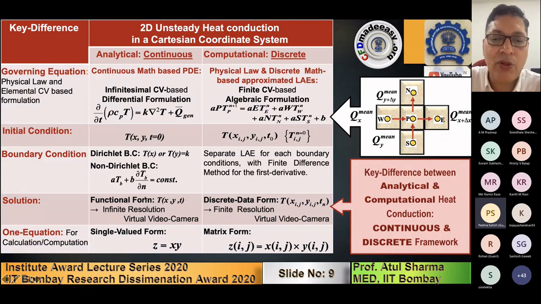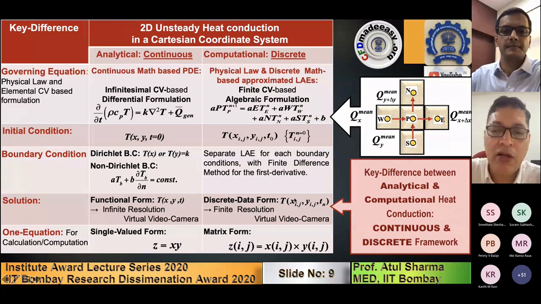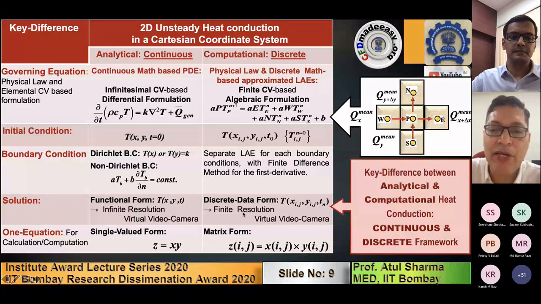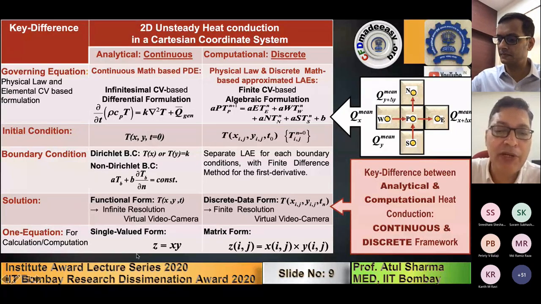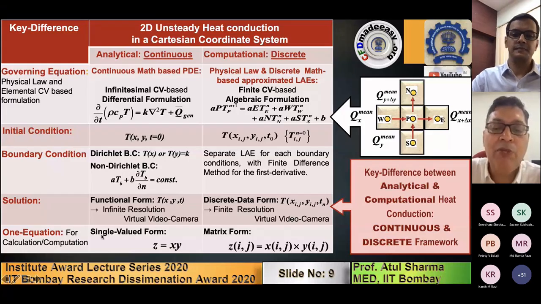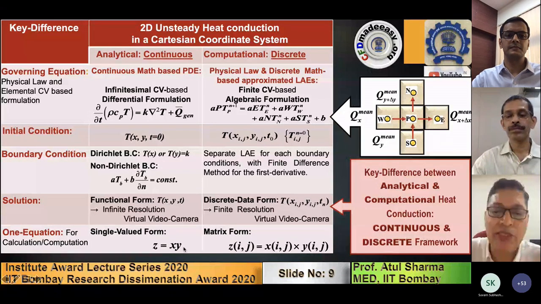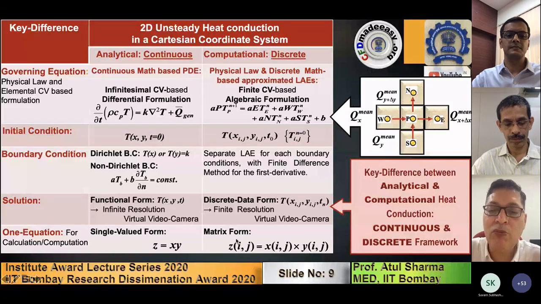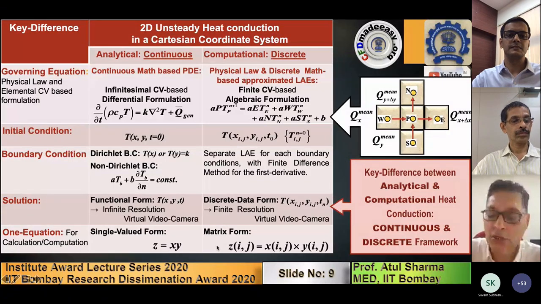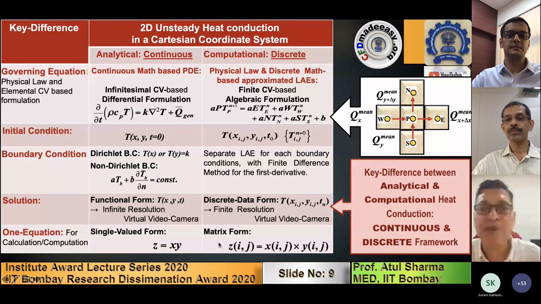And if you see the solution, again, the solution is in a functional form in an analytical course, and it's a discrete form in a computational course. So the analytical solutions are like an infinite resolution virtual video camera, whereas CFD is like a finite resolution video camera. In both cases, if you look closely, you generate one set of equations. Just for an example, in an analytical course, if you derive an equation z equals x into y, in a computational course also, we express it as one equation, but it is in indicial form, which is suited to recursive computations.